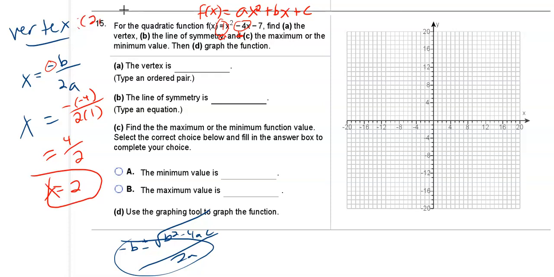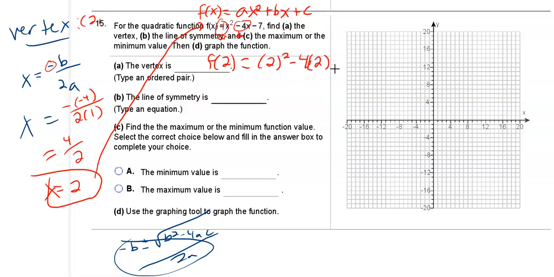But in order to have the complete answer for the vertex, we also need the y-coordinate. And so let's go ahead and plug. So I'm giving away the answer I was about to ask, which is how do you find the y-coordinate once you have the x-coordinate? You plug the x-coordinate into the equation, right? So now that I know x is equal to 2, plug that into the equation to find the y value, right? So we'll have f of 2 equals 2 squared minus 4 times 2.